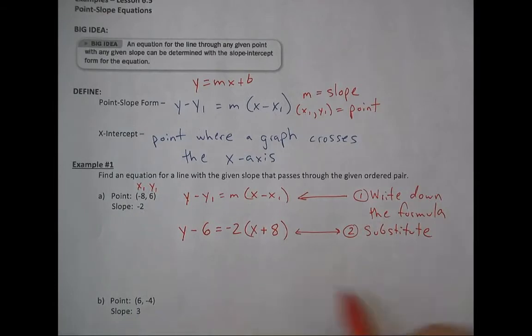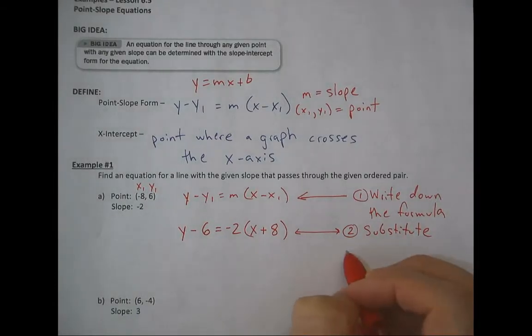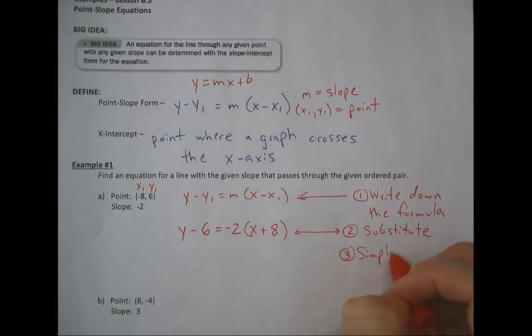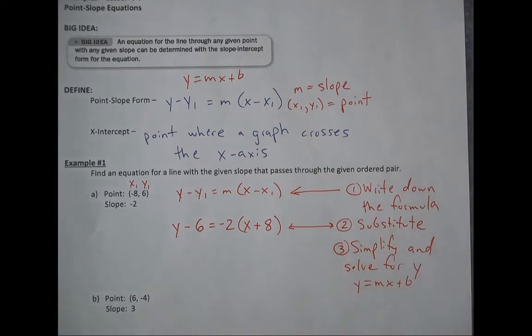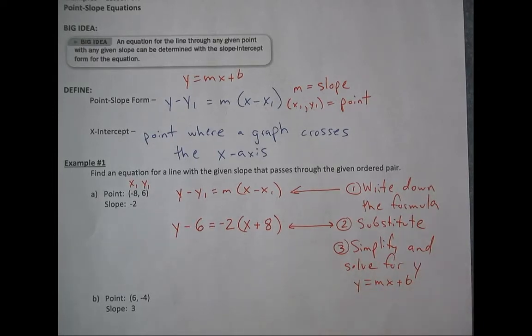So negatives will change the subtraction signs to a positive. Okay, once we've got it like this, step 3, simplify and solve for y, which puts it in y equals mx plus b form. Why is that so useful? Y equals mx plus b form. Super easy to graph, super easy to pull different information from. Okay, so we're always going to fall back to that y equals mx plus b form. So we got to get from here to here.